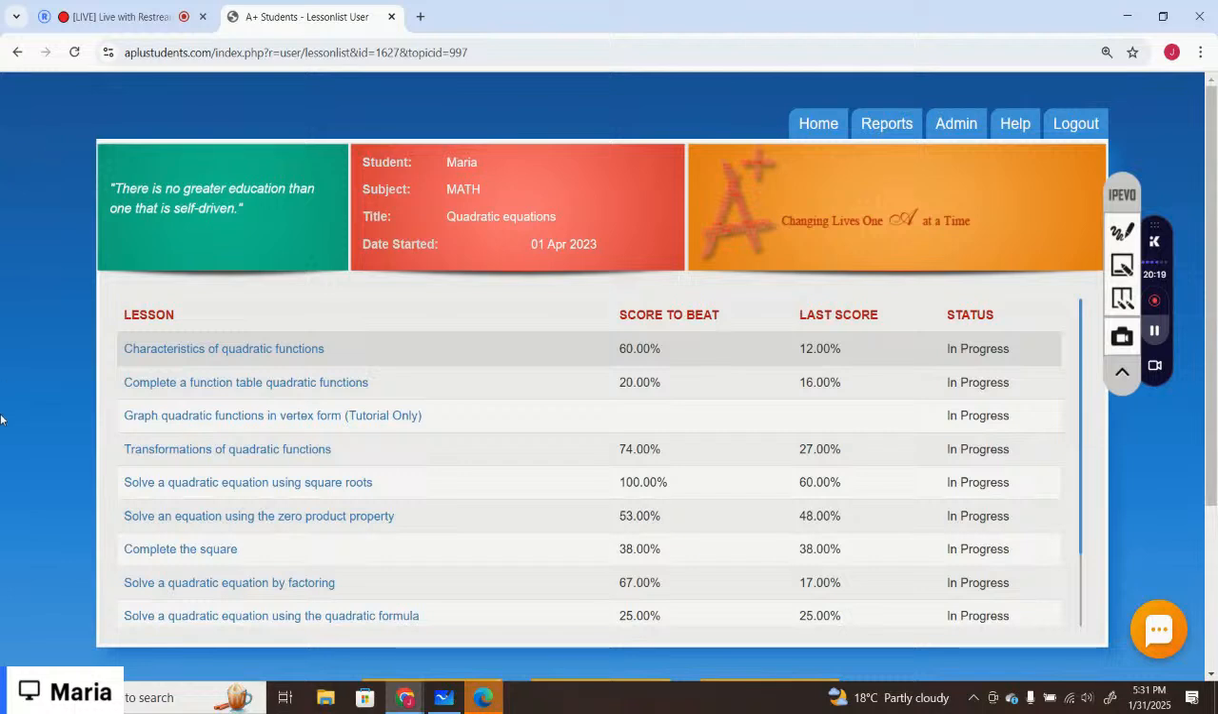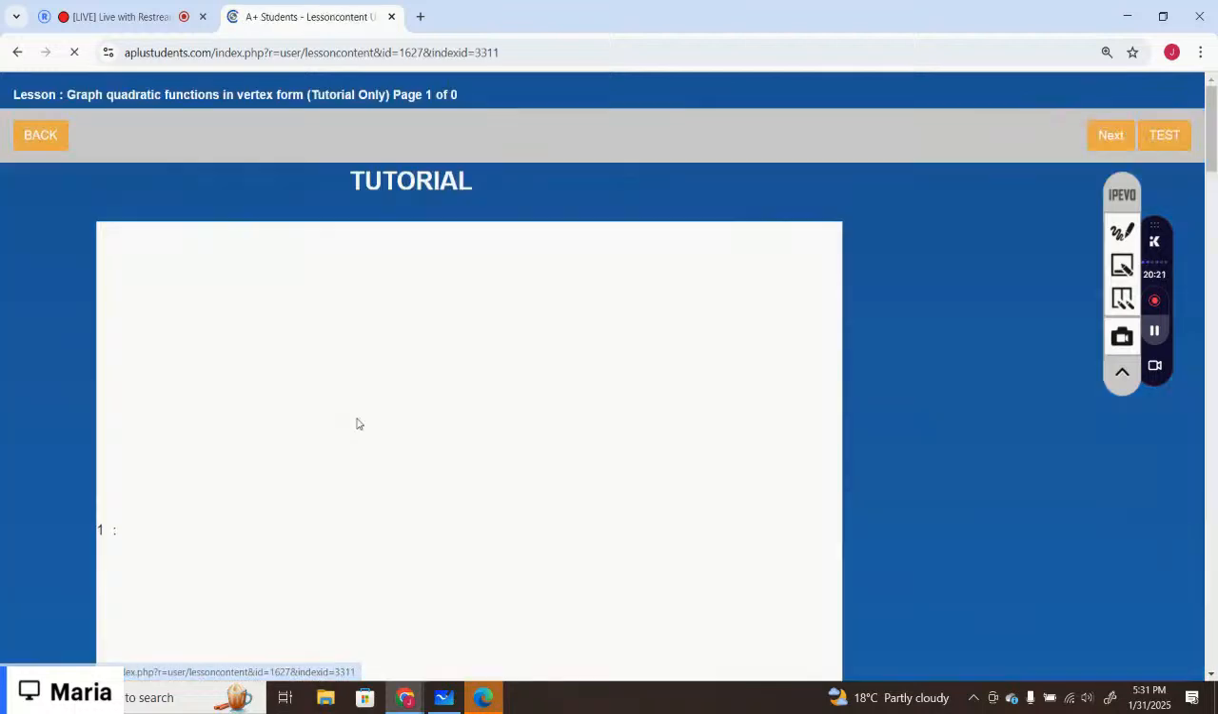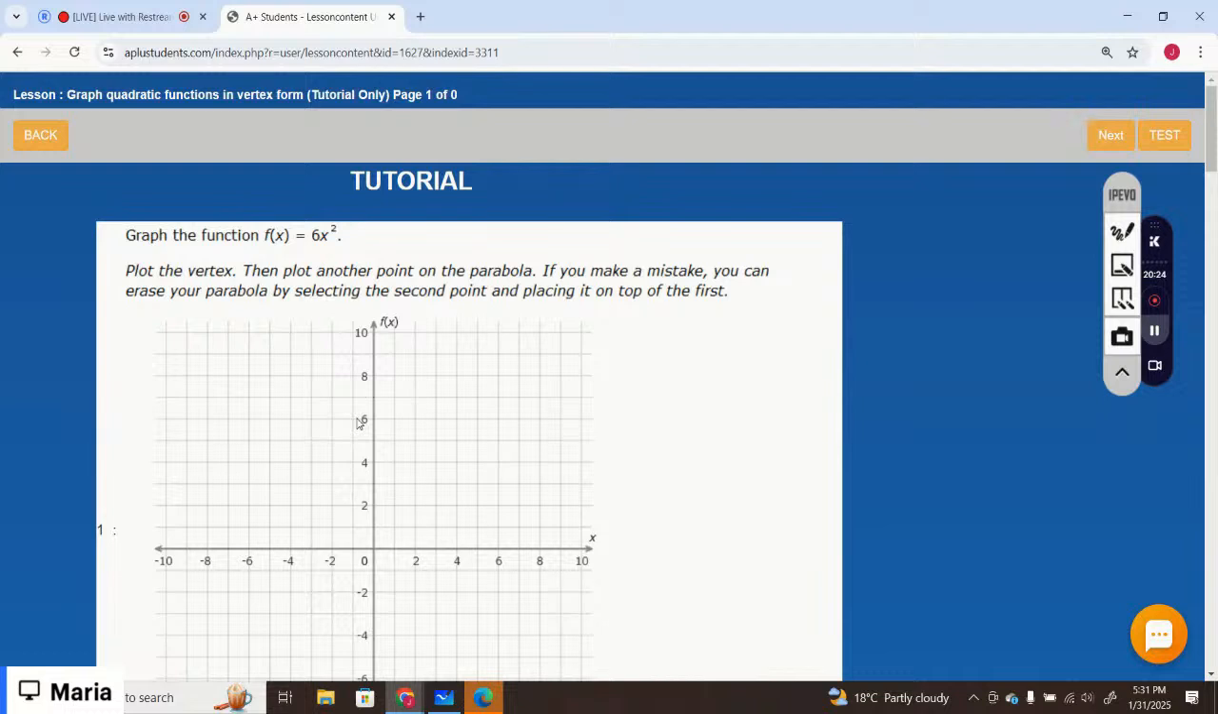The next one is graph quadratic functions in vertex form. Graph the function f of x equals 6x square. Plot the vertex and plot another point on the parabola.